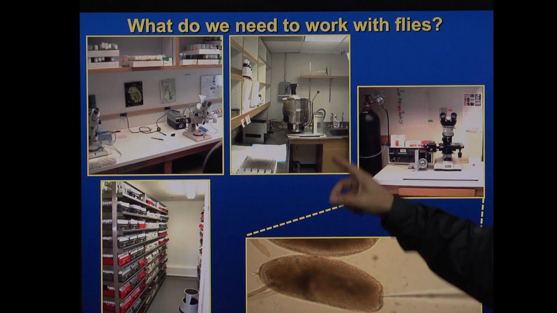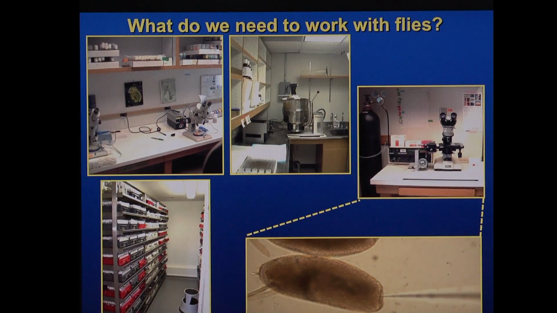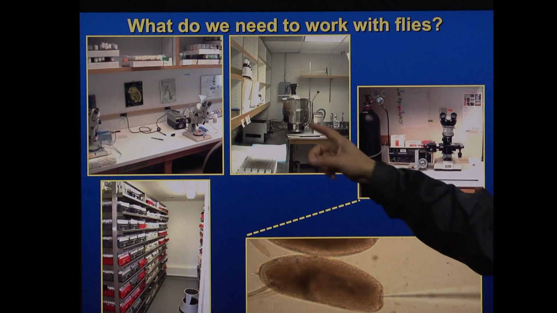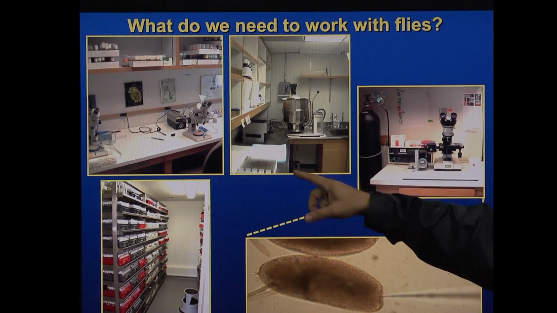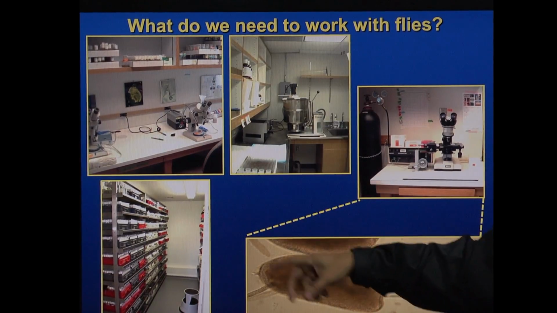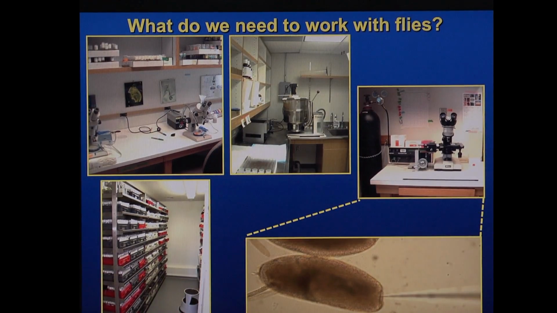Then you need a kitchen. We have a kettle where we mix all the food components, and then there is a peristaltic pump where you pour the food into these vials or bottles. Then we have incubators with specific temperatures, usually 18 degrees, 25 degrees, or 29 degrees, depending on the experiment that you are working with.